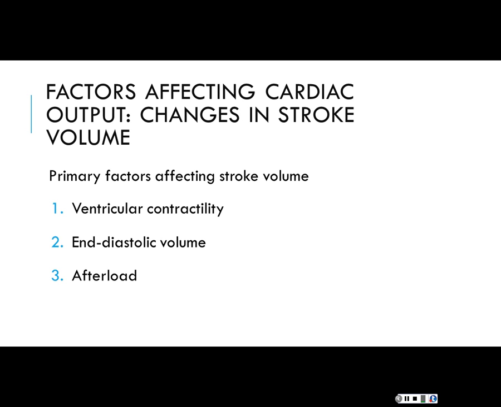The more it stretches out, we look back to what? Contractility. So actually, contractility is also dependent upon the end diastolic volume. So put more blood in, increase contraction, increases stroke volume. The third thing that we've not talked about before is called afterload.